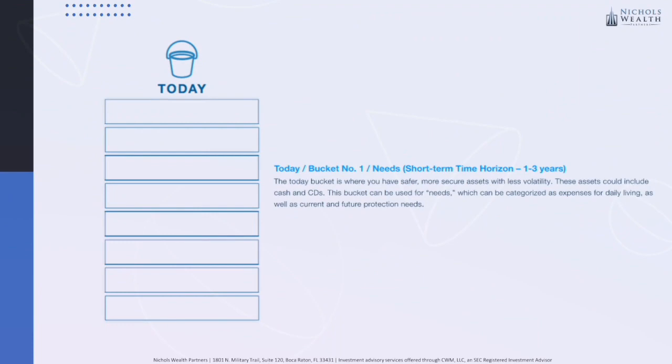So for example, today's bucket, if you will, let's call that bucket number one, that's really for short-term needs. So over a 1 to 3 year period of time. And this is where you have safe, more secure assets with less volatility. Why? Because you absolutely need to make sure that money is there. So therefore you want to invest in lower risk investments like cash and CDs. Just a few examples of a few areas. And this bucket again is used for needs, which can be categorized as expenses for daily living, as well as current and future protection needs. So that's bucket number one. Let's call that today's bucket.